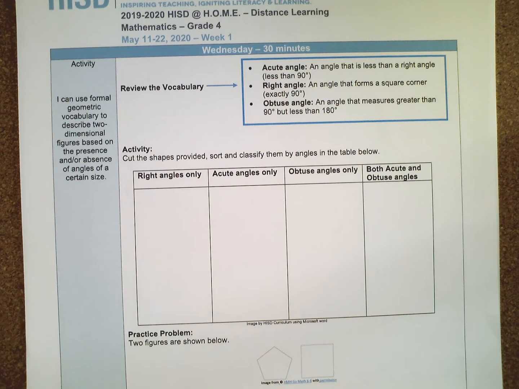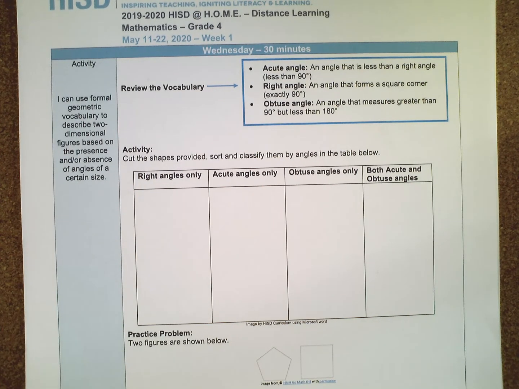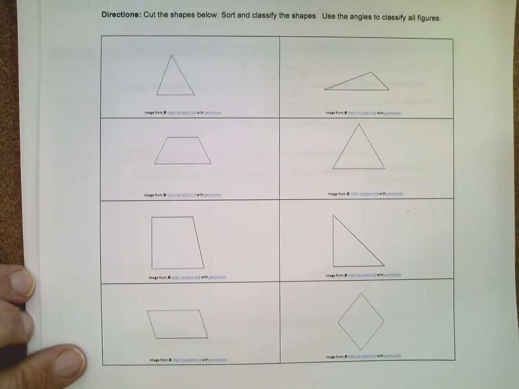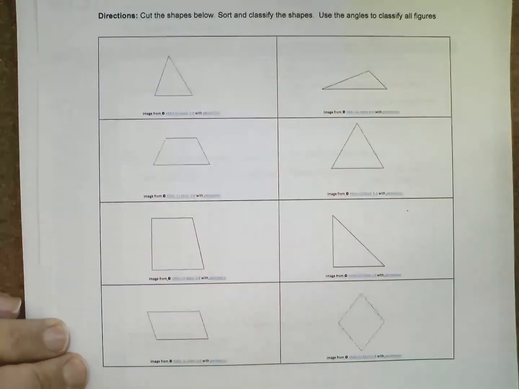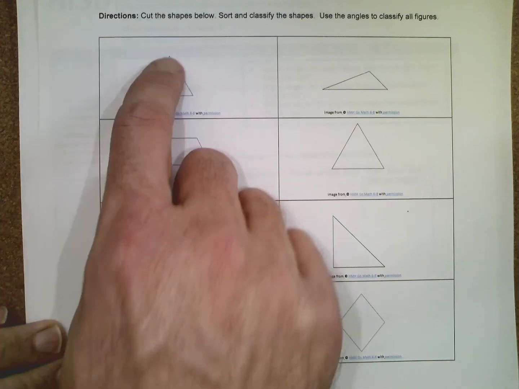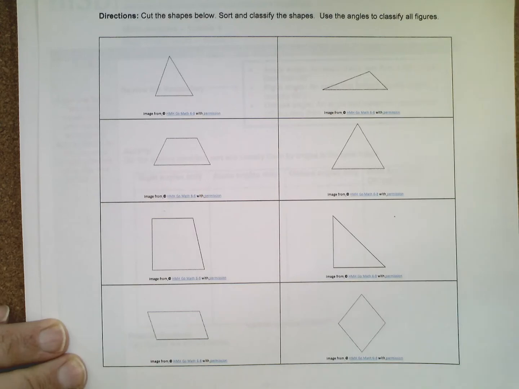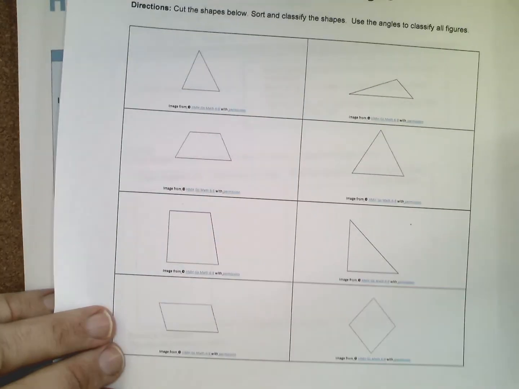Okay, and it gives us this activity. Cut the shapes provided and sort and classify them by angles in the table below. And another sheet that is provided is this one. The instructions are to cut out these shapes and then use them to classify. So what I did is I traced these again with a marker so that they would be a little more visible. And then we'll go through and put them on the chart.